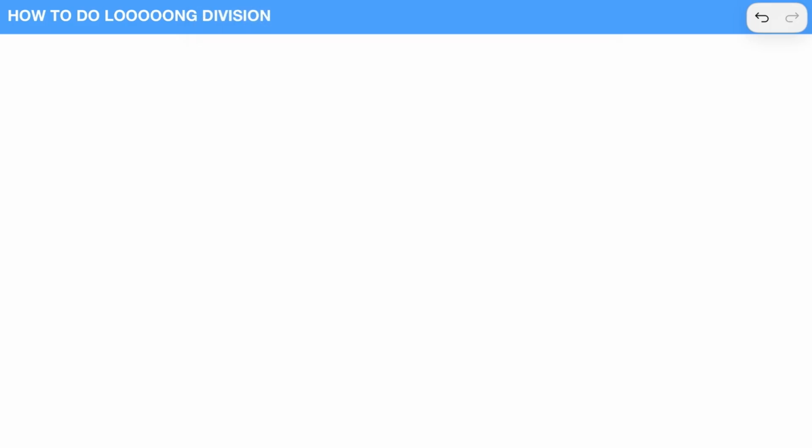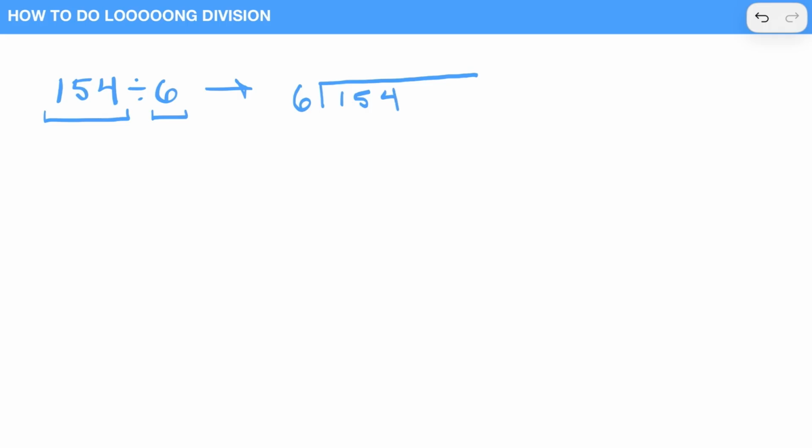So let's talk about it. When I'm doing long division, let's say I want to do 154 divided by 6. I'm going to treat the big number like the cookie dough, and then the smaller number like the cookie cutter. Let's see what this looks like. I'm gonna write a 6, and then my long division symbol looks like a sideways L, and I'm gonna put my larger number on the inside of it, like that.